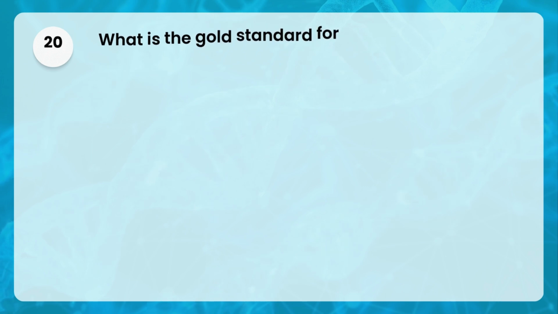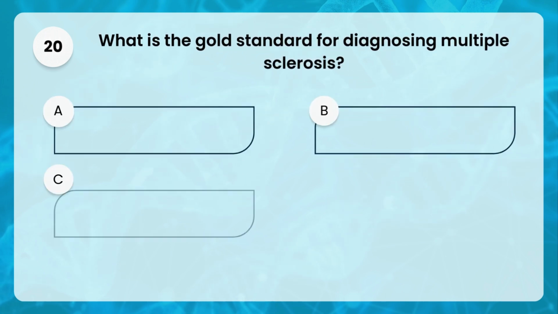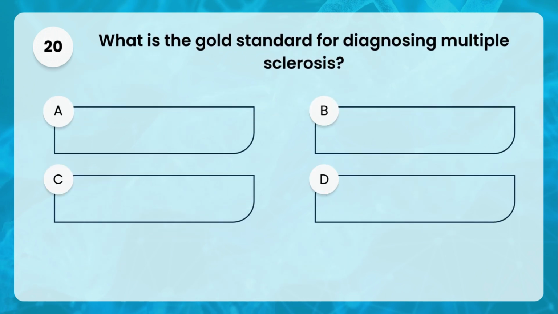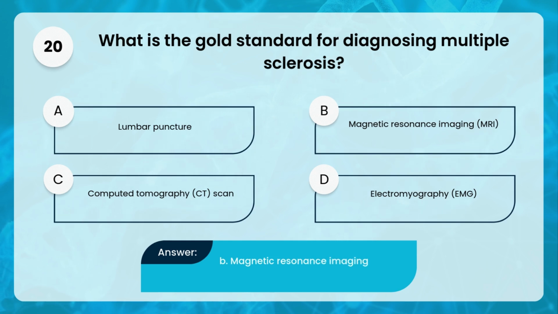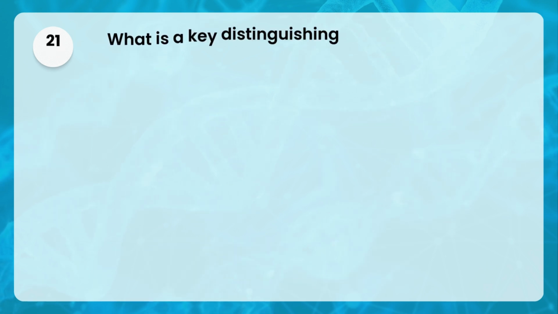Number 20. What is the gold standard for diagnosing multiple sclerosis? A. Lumbar puncture. B. Magnetic resonance imaging, MRI. C. Computed tomography, CT scan. Or D. Electromyography, EMG. The answer is B. Magnetic resonance imaging, MRI.